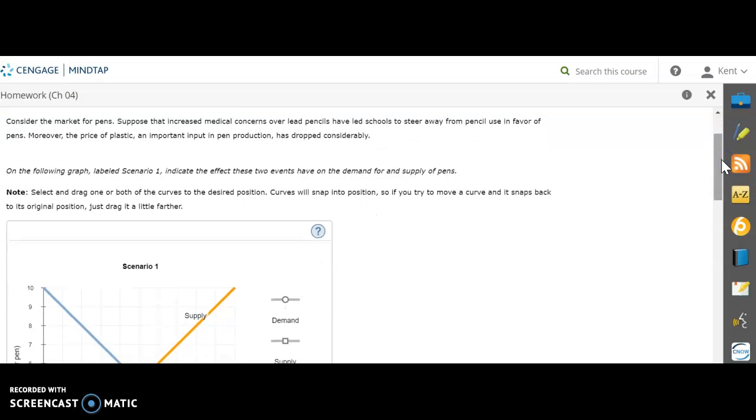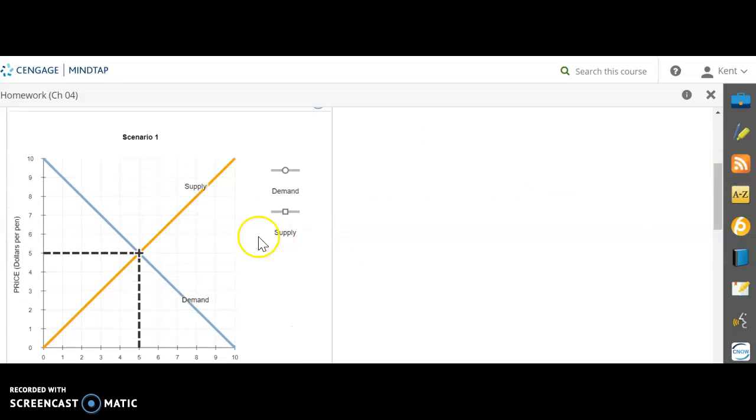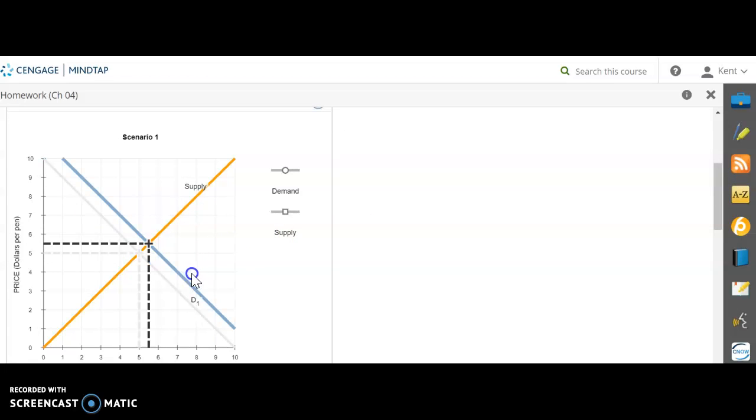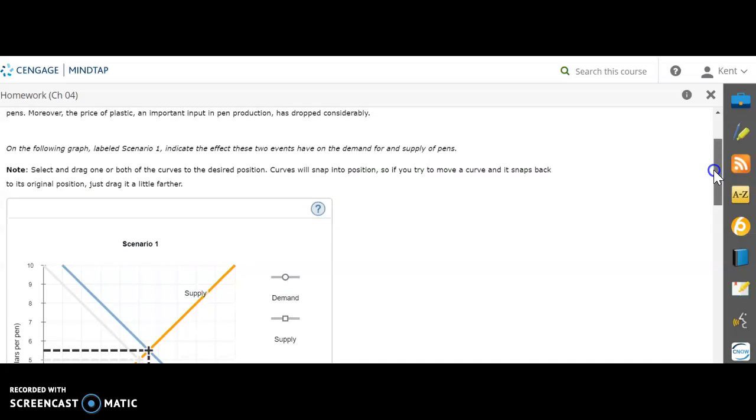Consider the market for pens. Suppose that increased medical concerns over lead pencils have led schools to steer away from pencil use in favor of pens. Okay, stop right there. We got a change. I guess we would classify that as a change in taste and preferences. We've got a problem with pencils. People are going to buy more pens. So the demand curve for pens will shift out to the right. And then let's keep going.